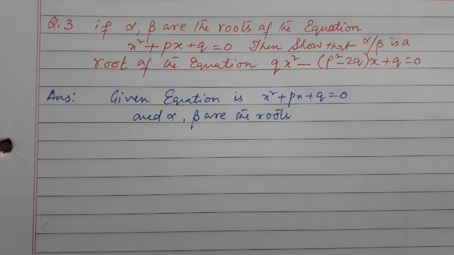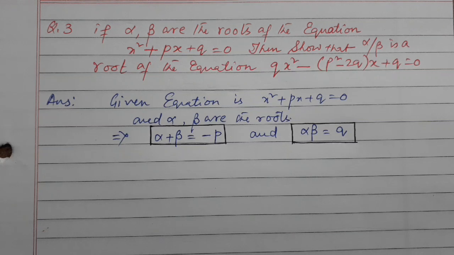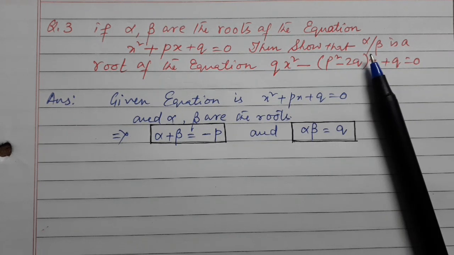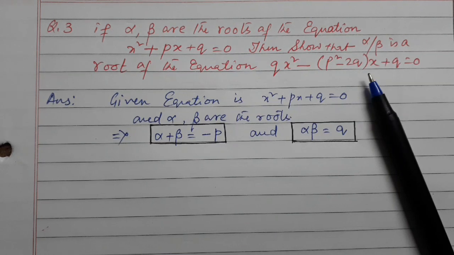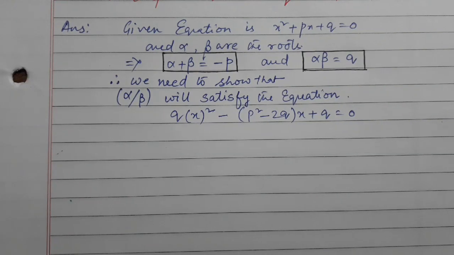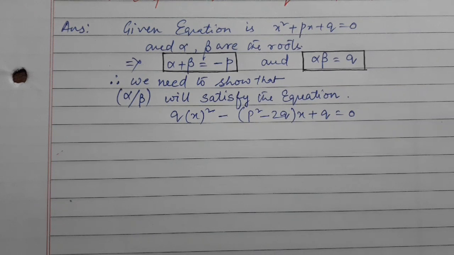So it is given that x square plus px plus q equals to 0 is the equation, and alpha beta are the roots of this equation. Then we can write alpha plus beta equals to minus p and alpha beta equals to q. Now we need to show that alpha by beta is a root of the equation this. That is, we need to show that alpha by beta will satisfy the equation qx square minus p square minus 2q into x plus q equals to 0.